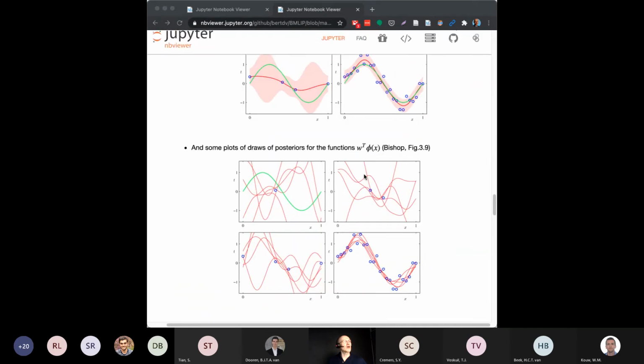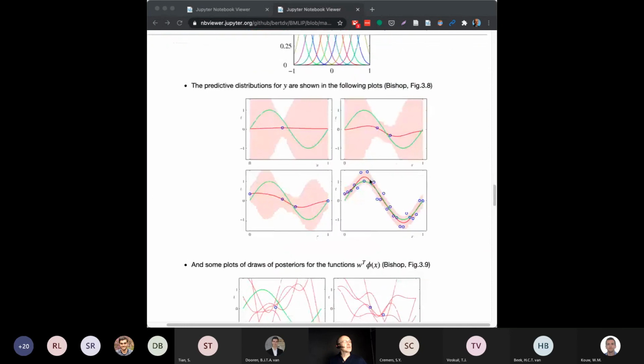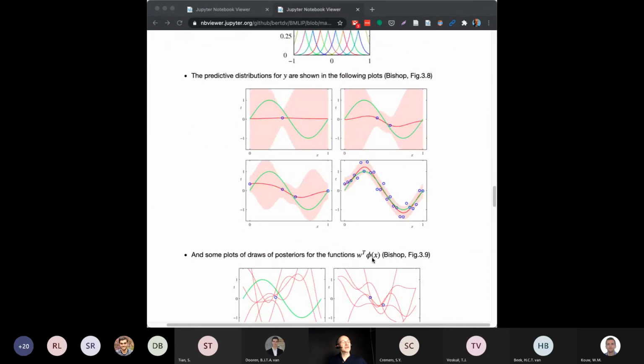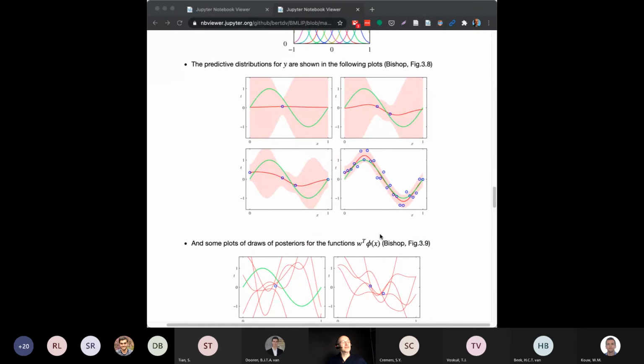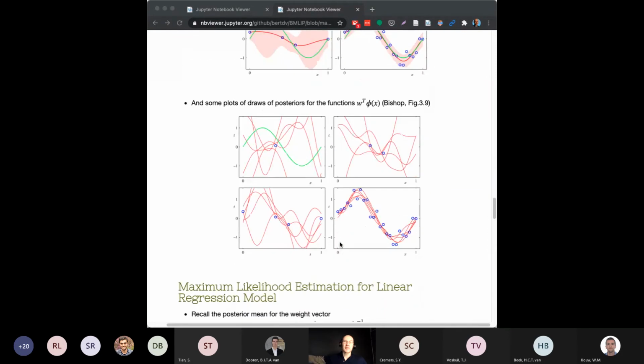If you just draw functions, let's say functions W phi x, predictive functions, and forget about beta and the certainty about W, I just draw a W and plot W times phi x. Then I get these wild functions. But when I have a lot of data, all these wild functions look alike. The more data I get, the more certain I am about the relationship between X and Y.